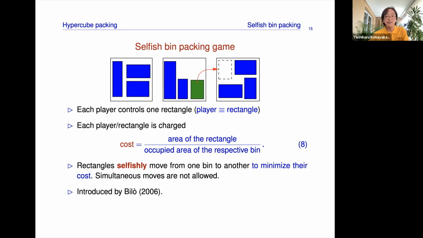Okay, so this selfish bin packing game, this variant and other variants, were introduced by Paulo. So let's see. I'm really only interested in this: I want to know whether the rectangles in a certain configuration are happy, each one is happy, or there's somebody somewhere who would prefer to move. That's the only thing I care about in the packing.